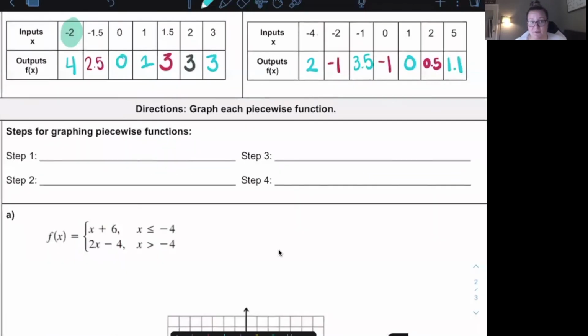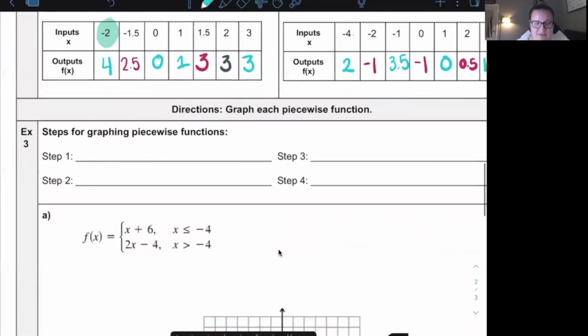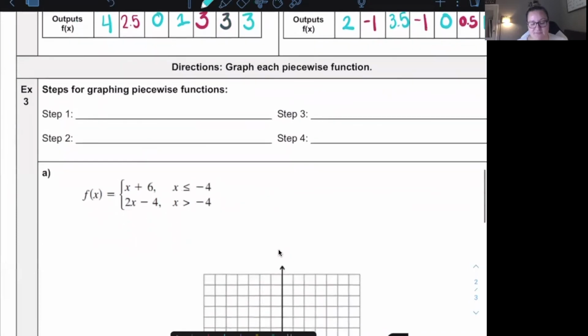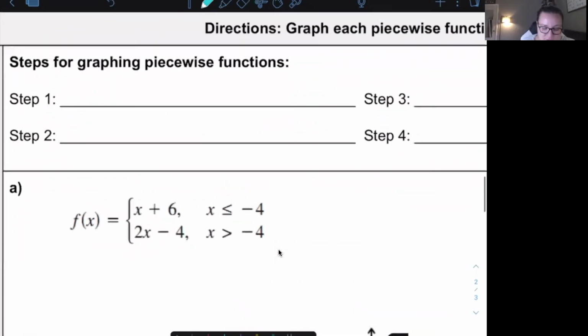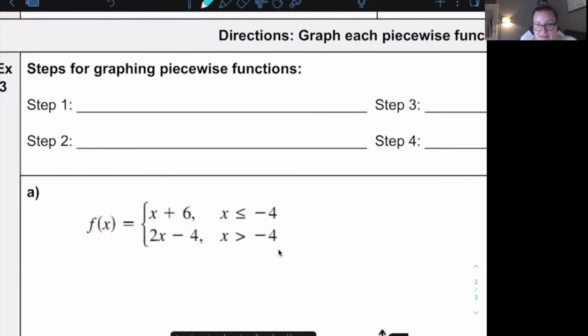Now we're going to do the fun part of graphing piecewise functions. So example 3, part A and part B are going to give us 2 piecewise functions that we need to graph. So here are the steps for graphing piecewise functions. Step 1, you're going to want to find the endpoints for the very first piece of the piecewise function. So find the endpoint, and sometimes there will be more than one, so we're going to add an S. So find the endpoint(s) for the first piece.